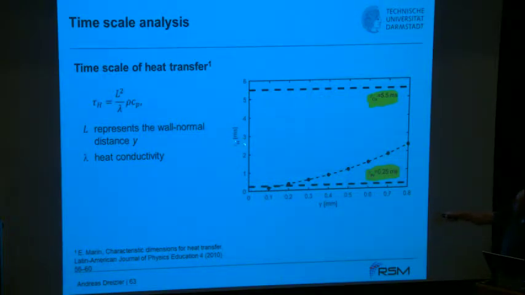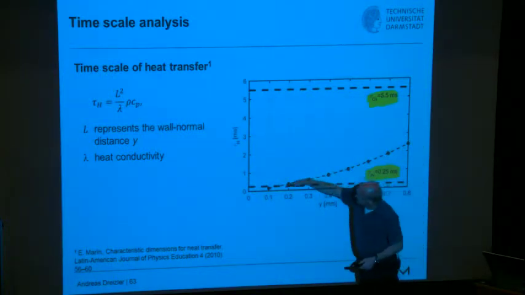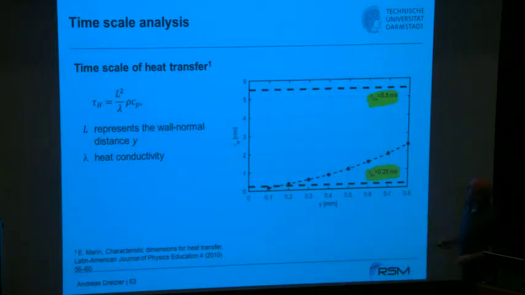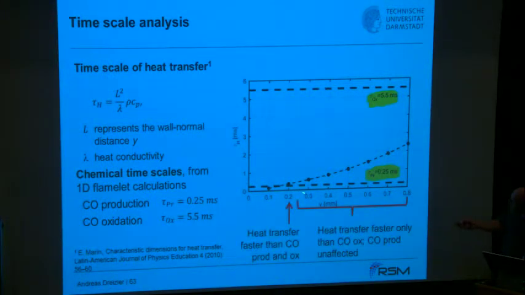The characteristic time scale of heat conduction gets smaller and smaller the closer you come to the wall. Now you compare that to time scales taken from 1D flame calculations for CO production and CO oxidation, and you find the CO production is roughly an order of magnitude faster, this value over here, compared to the CO consumption. And at this location, at roughly 0.2 millimeters, is where the heat transfer becomes faster than the CO production.